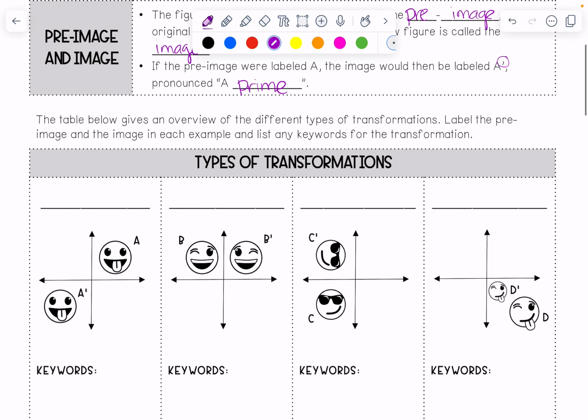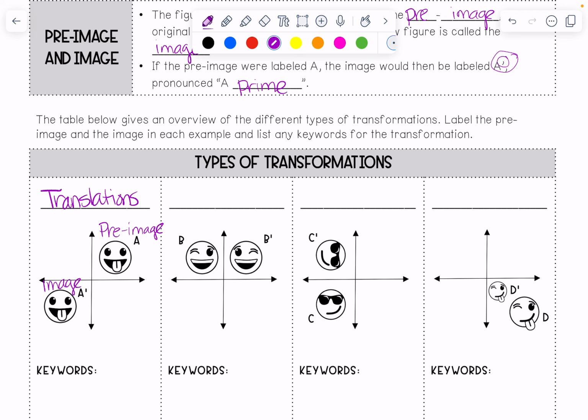There are four main types of transformations that we're going to be focusing on. This is just a broad introduction to all of them, and then we'll dig in a little more specifically into each one. First we have translations. We're going to find the pre-image and then the image. Again, the image is labeled with that prime apostrophe. On this one, A is the pre-image and A prime is the image.